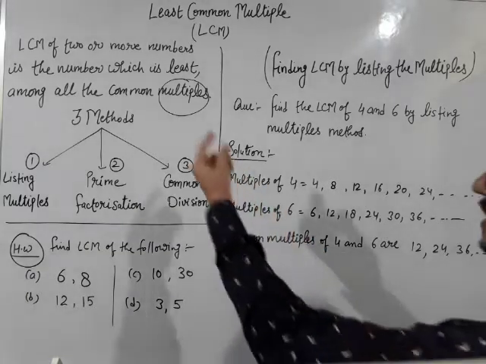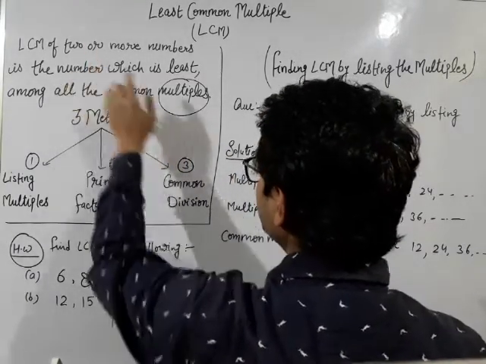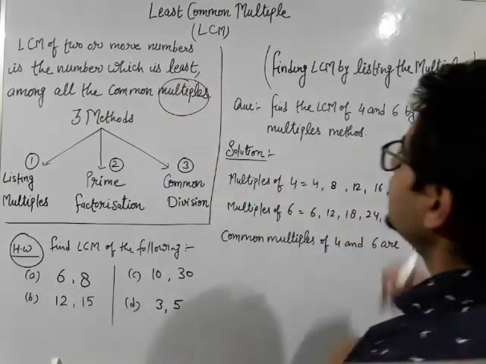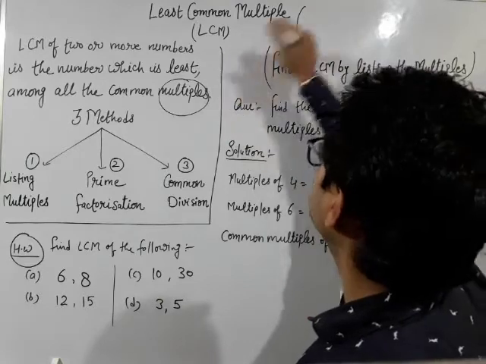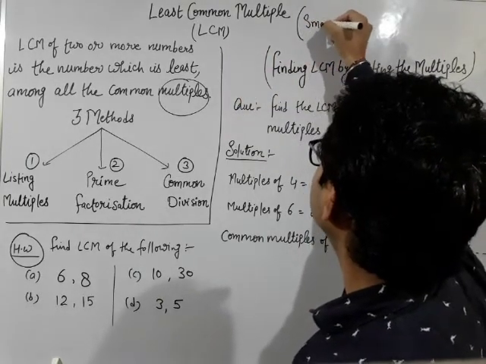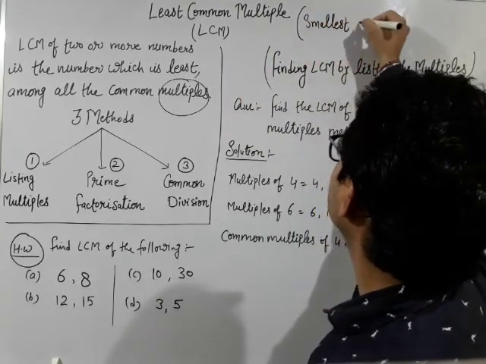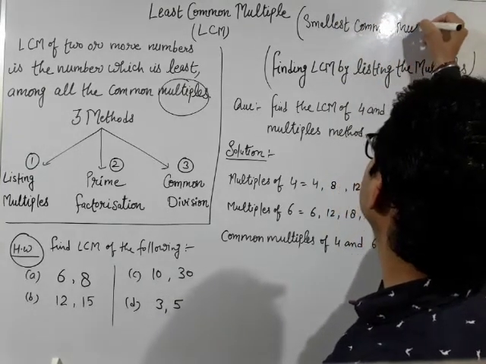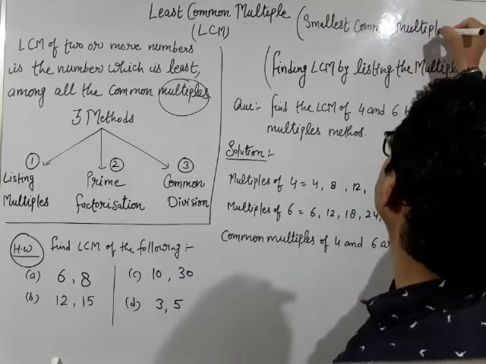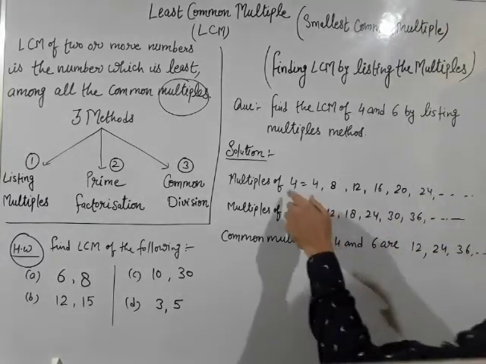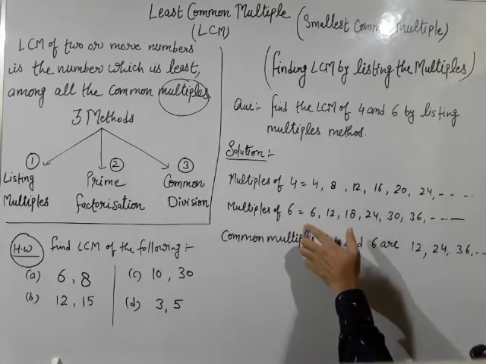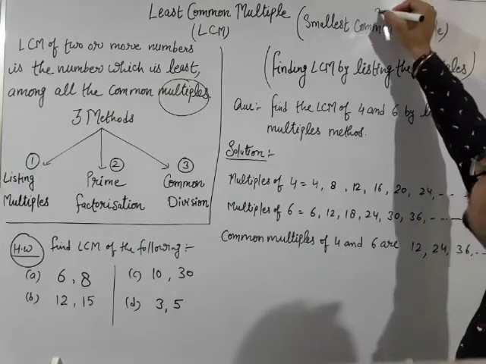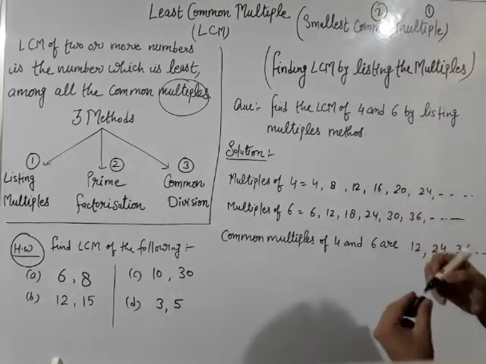But according to the definition of least common multiple, we have to find the smallest common multiple. We can say that in place of LCM, we need to find the smallest common multiple. So we have written multiples of 4 and multiples of 6. After writing multiples, we will find out the common multiples.